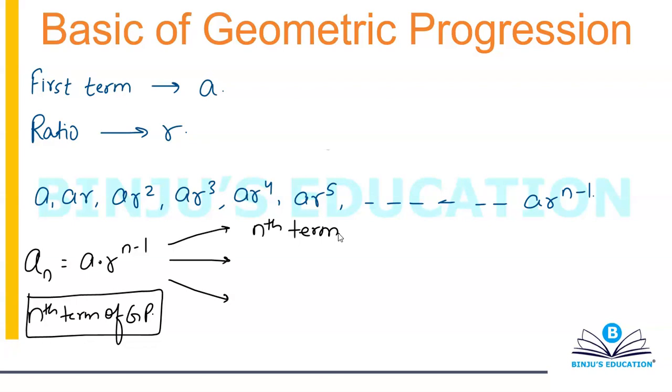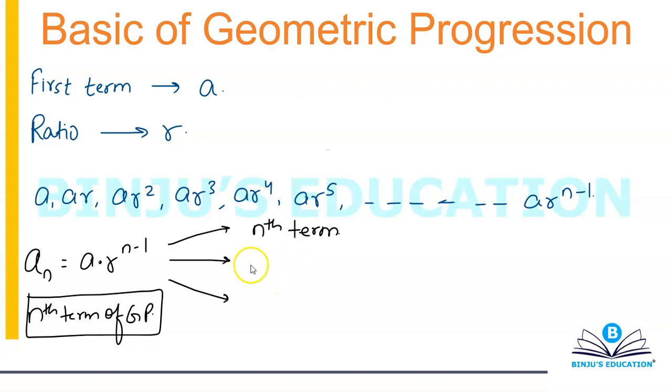If you want to calculate the 17th term, then A17 will become A into R to the power 17 minus 1, that is A into R to the power 16. If you want to calculate the 35th term, then A35 is A into R to the power 35 minus 1, that is A into R to the power 34. So using this formula, you can calculate any nth term.